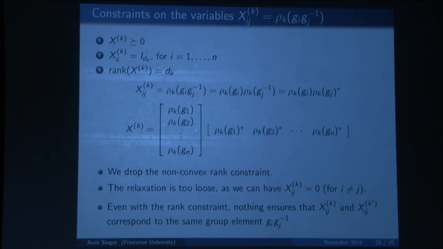Now, I claim that even if you keep the non-convex rank constraint, you didn't solve the problem. There are still missing constraints. The reason is that there is nothing up till now that connects different frequencies, say frequency k and frequency k prime. So you just solve, say, 16 different optimization problems, and each one will give you presumably different rotations, if there is enough information. So we need a way to actually connect them. We need an additional constraint.